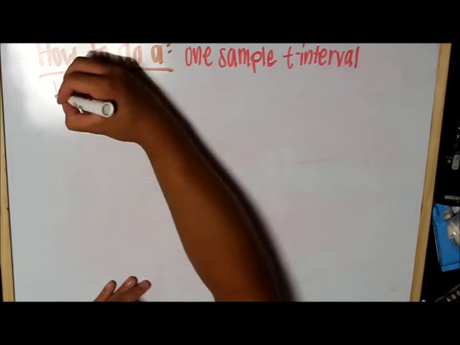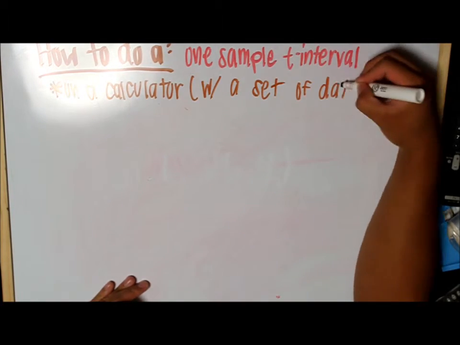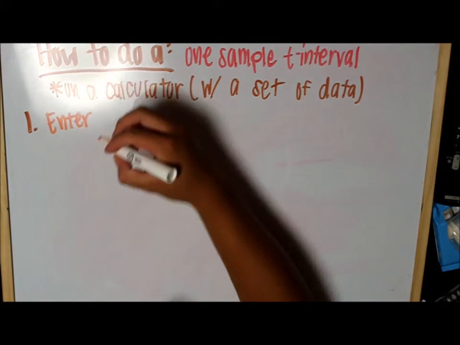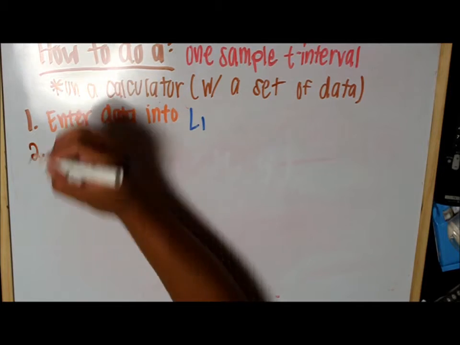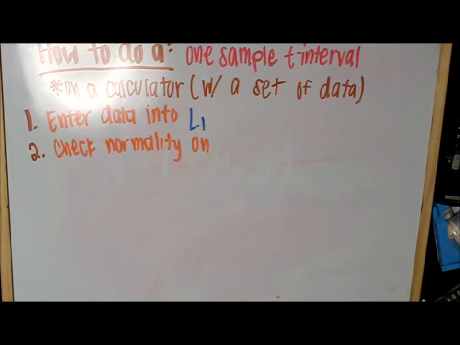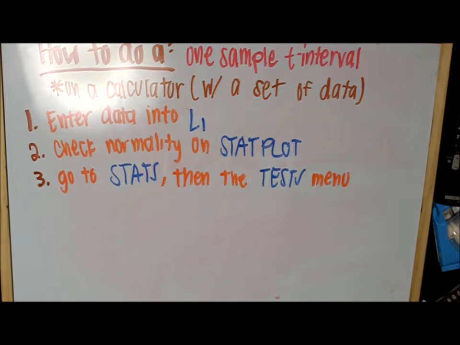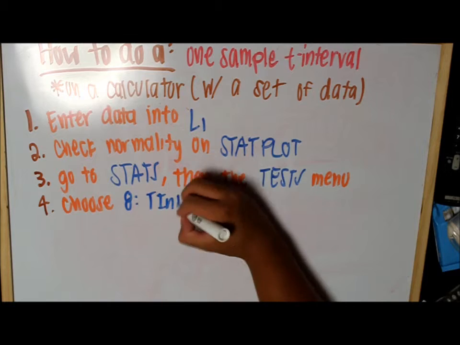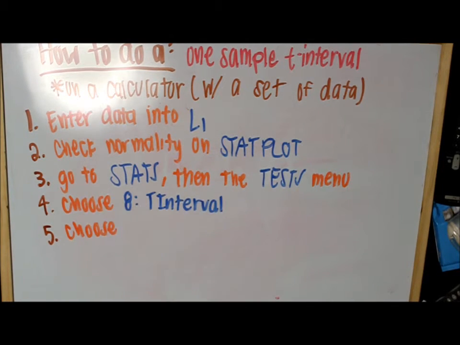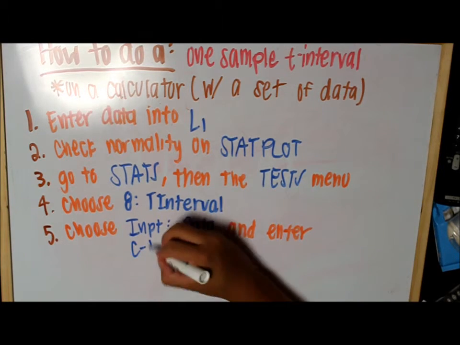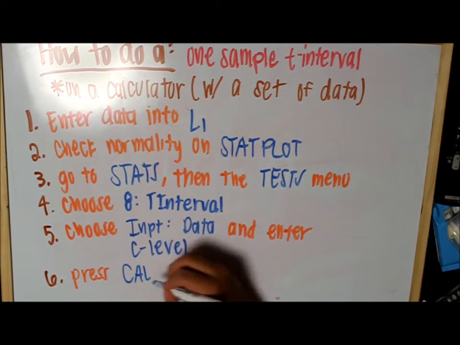So now I'm going to explain how to find a one sample t interval on a calculator with a set of data. First, you're going to have to enter all the data into list 1. Then you're going to have to check the nearly normal condition by checking the normality on stat plot. Then you're going to have to go to stats, then to the test menu, and choose number 8, which is listed as t-interval. Then you have to choose the input as data, and then you have to enter the confidence level, and then you must press calculate.